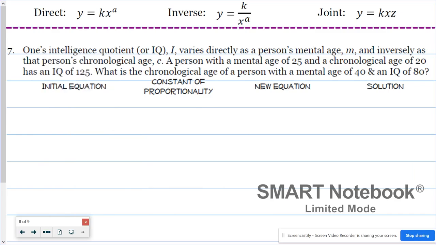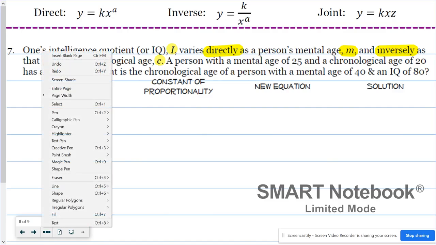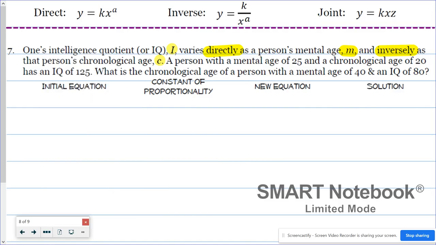So one's intelligence quotient, which is your IQ, so I, varies directly as the person's mental age, M, and inversely as the person's chronological age, C. So now it's time for me to stop and write my initial equation. So we have I, varies directly as, so K times M, and inversely as C.